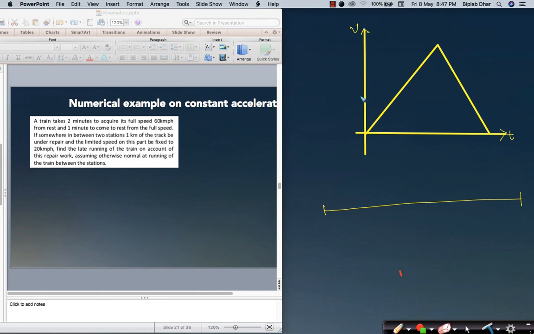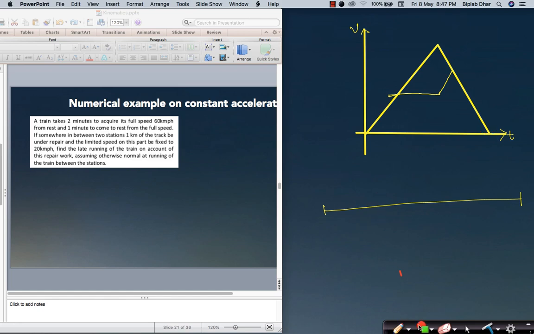Suppose when the train starts, it moves from 0 to 20 kilometer per hour. As soon as it moves at 20 kilometer per hour, it sees that there is a road under repair. So the train maintains its speed at 20 kilometer per hour only. After 1 kilometer is over, then again it accelerates like this and reaches that point, and then again it decelerates to end its journey, right?